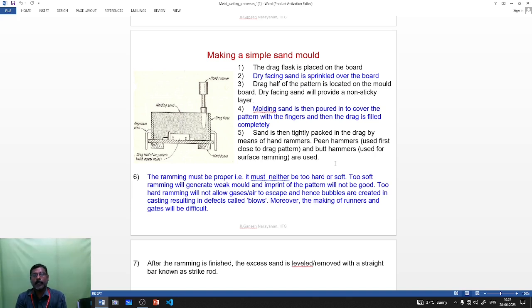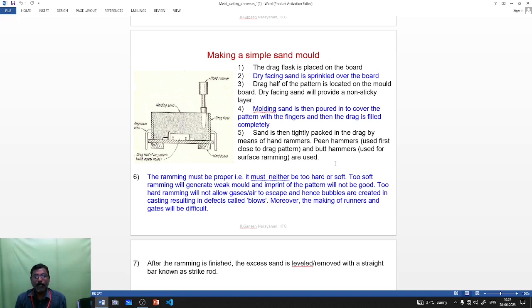Sand is then tightly packed in the drag by means of hand rammers. Peen hammers are used first close to the pattern, and butt hammers are used for the remaining surface. The ramming must be proper. It must be neither too hard nor too soft.